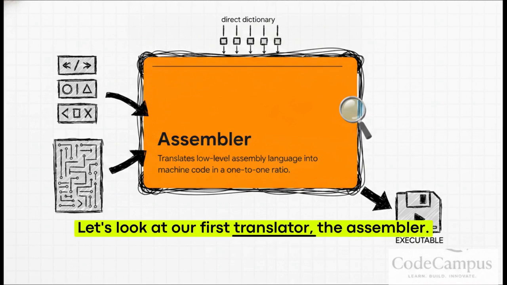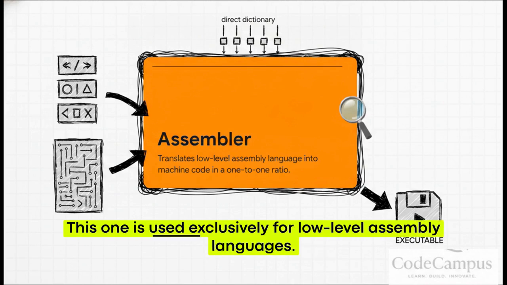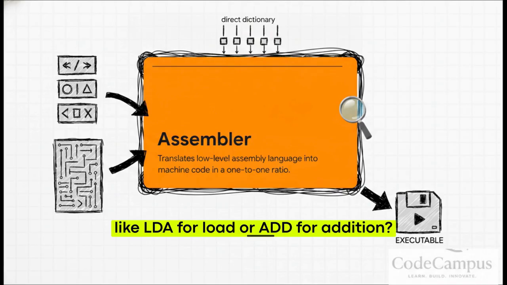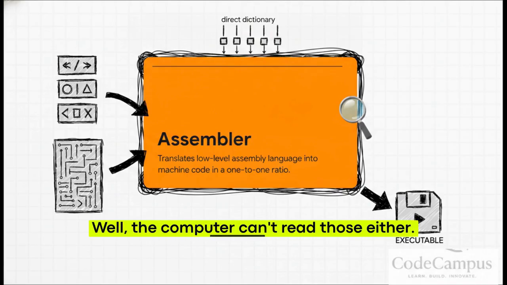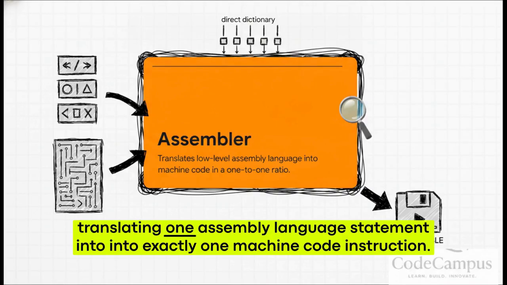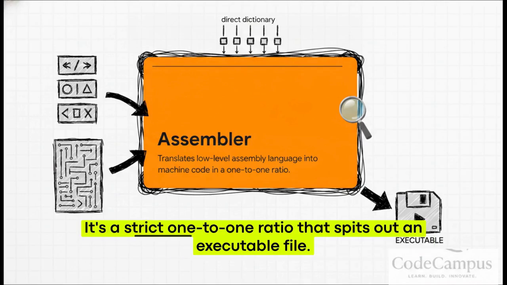Let's look at our first translator, the assembler. This one is used exclusively for low-level assembly languages. Remember those mnemonics we just talked about, like LDA for load or ADD for addition? Well, the computer can't read those either. The assembler swoops in like a direct dictionary, translating one assembly language statement into exactly one machine code instruction. It's a strict 1-to-1 ratio that spits out an executable file.